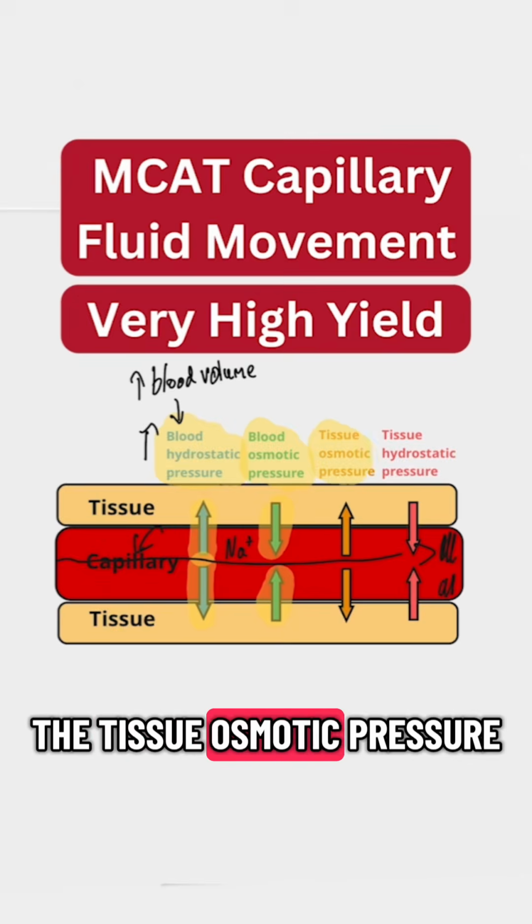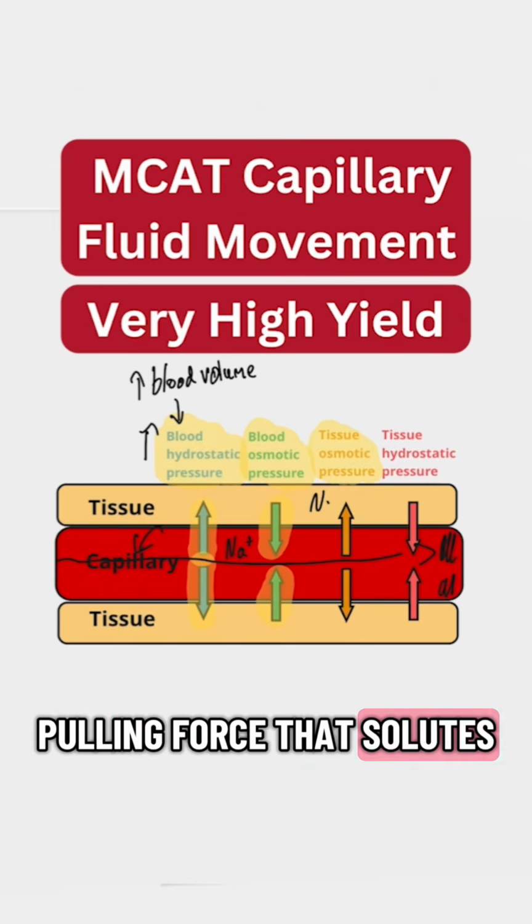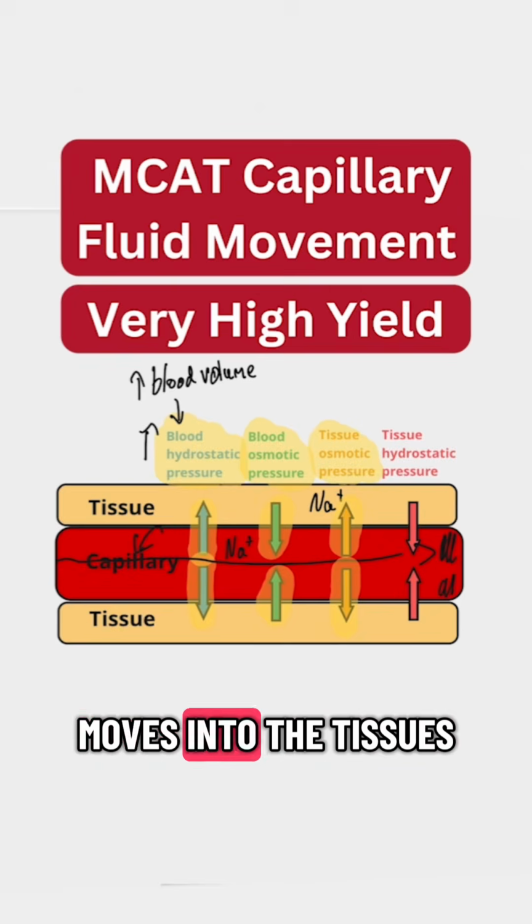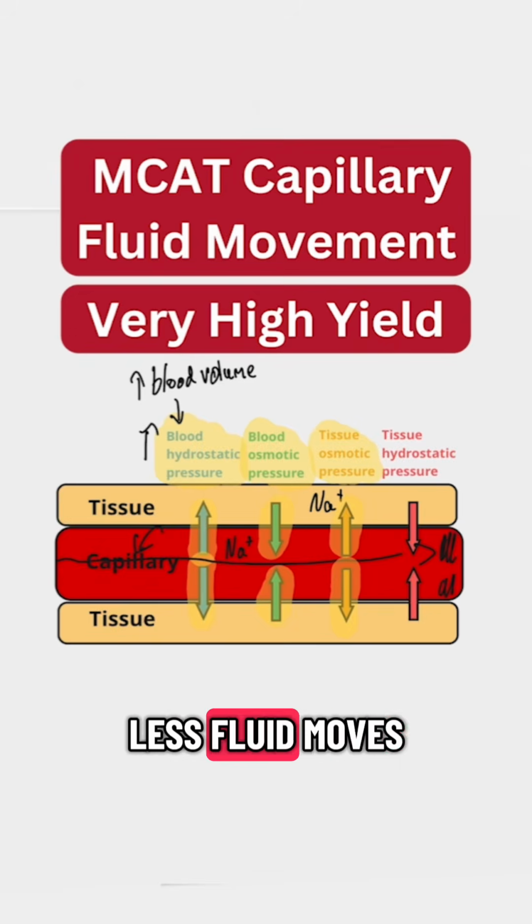Next, we have the tissue osmotic pressure. This is the pulling force that solutes like sodium in the tissue have on fluid in the blood. As shown by these orange arrows, that's going to pull fluid from the blood into the tissues. And as that increases, more fluid moves into the tissues. As it decreases, less fluid moves into the tissues.